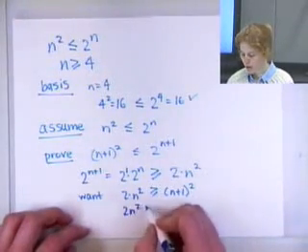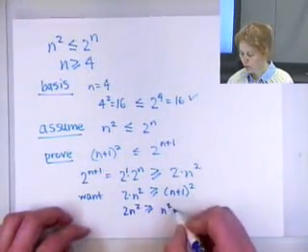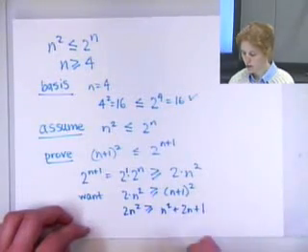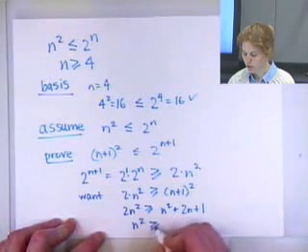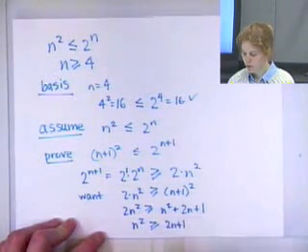So then let's multiply that out. It's greater or equal to n squared plus 2n plus 1. I can subtract n squared from both sides. I get n squared is greater or equal to 2n plus 1.